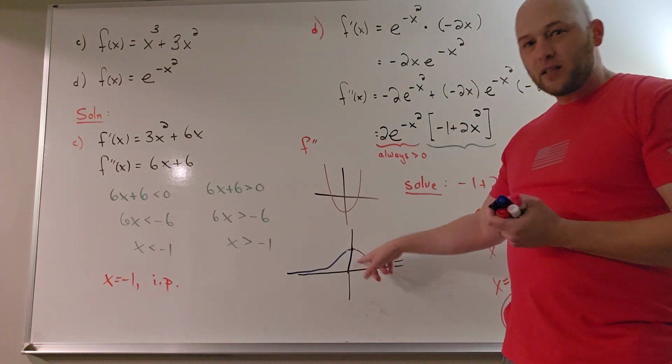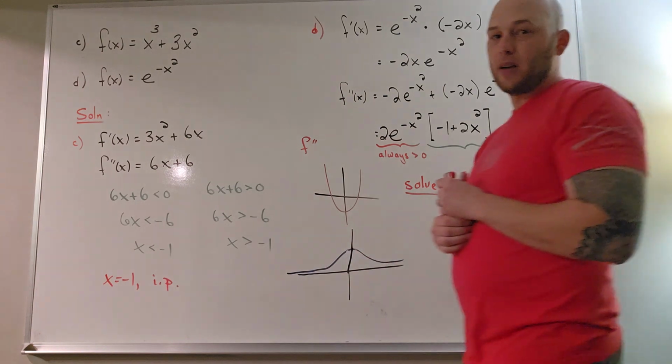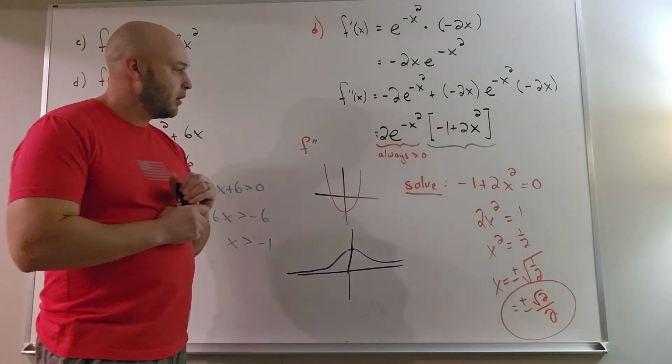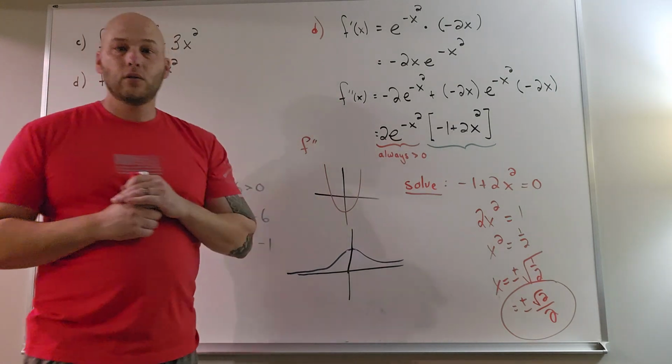The idea is that this is the bell-shaped curve related to the standard normal distribution that you see in your stats course. Anyway, so I'll go ahead and wrap up the video here. This is how you find inflection points for functions.